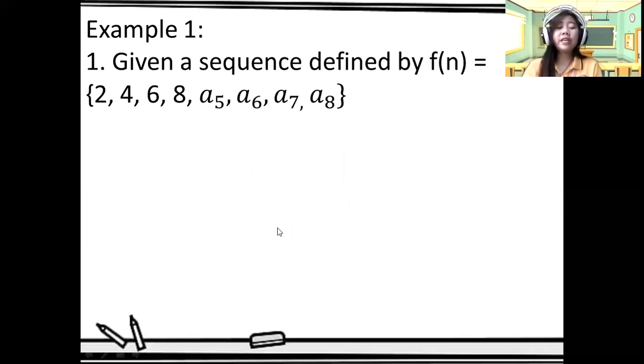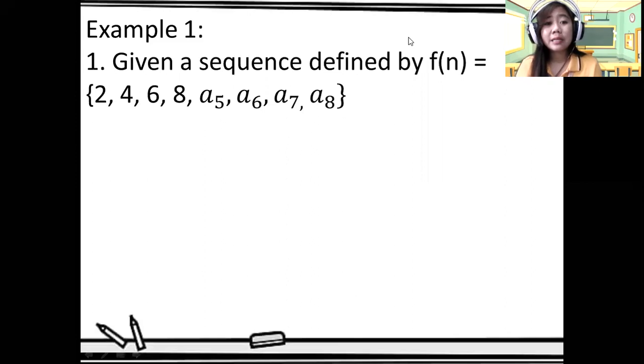Okay, so for example, we have a given equation defined by f of n is equal to 2, 4, 6, 8, a sub 5, a sub 6, a sub 7, and a sub 8. So what do you think is the value of a sub 5, a sub 6, a sub 7, and a sub 8? Okay, class. As you can see po, meron po tayong given first four terms here: 2, 4, 6, 8. So what do you think is the pattern there?